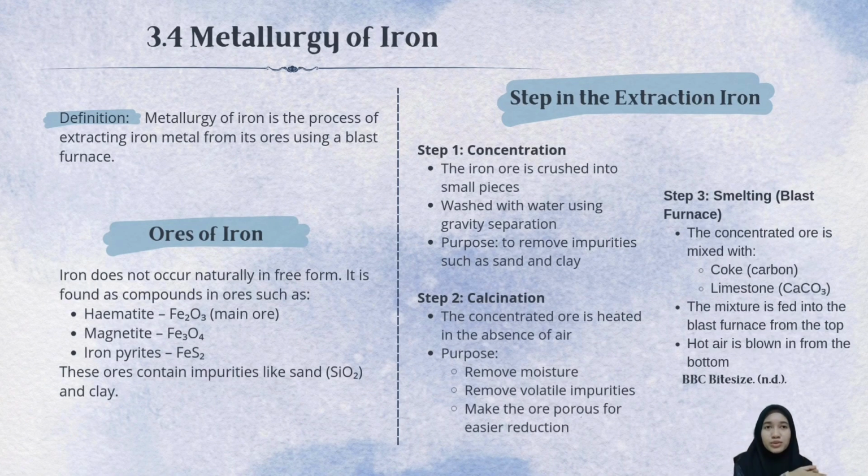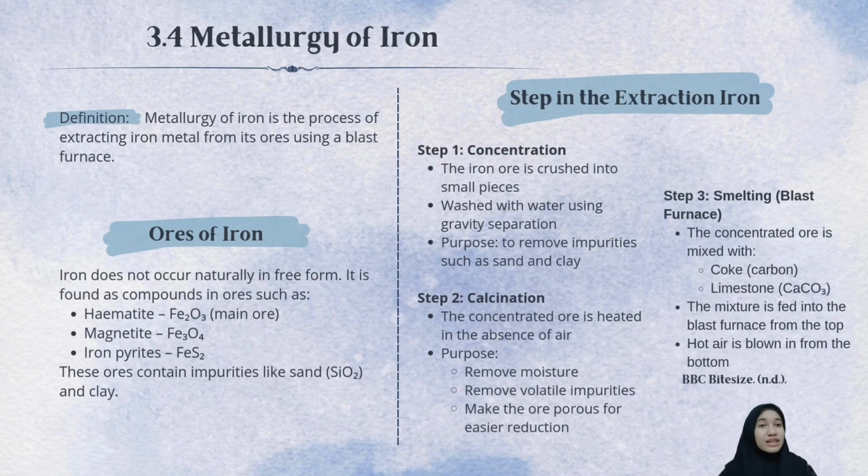So we are moving to the steps in the extraction of iron, which has three: number one is concentration, number two is calcination, and lastly is melting. We are using a blast furnace. For the concentration step, the iron ore is first crushed into small pieces. Then we wash it with water using gravity separation. The purpose is to remove impurities such as sand and clay.